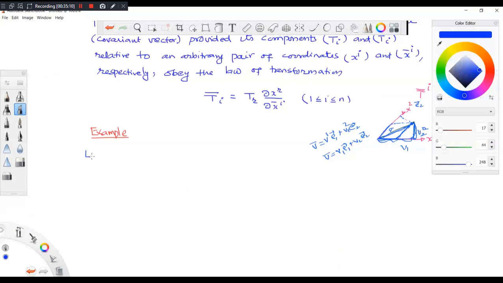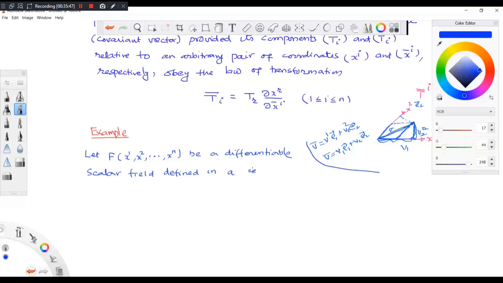So let f(x1, x2, etc., xn) be a differentiable scalar field defined in a coordinate system xi in Rn.